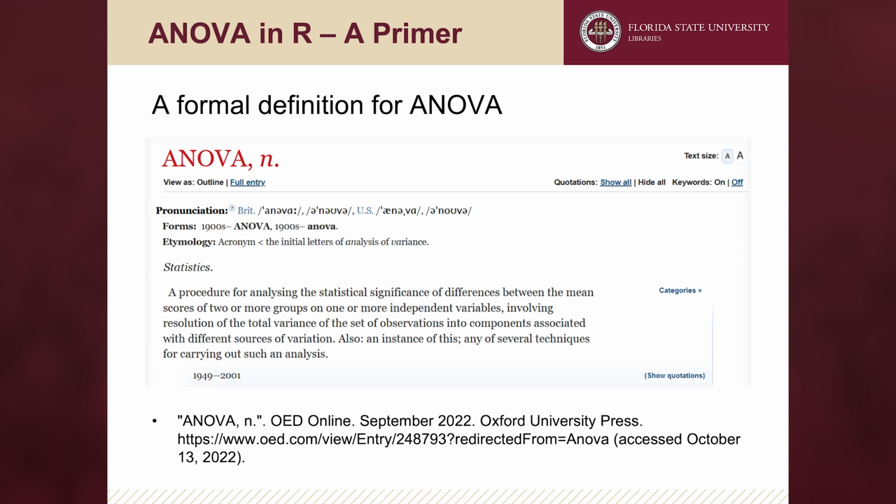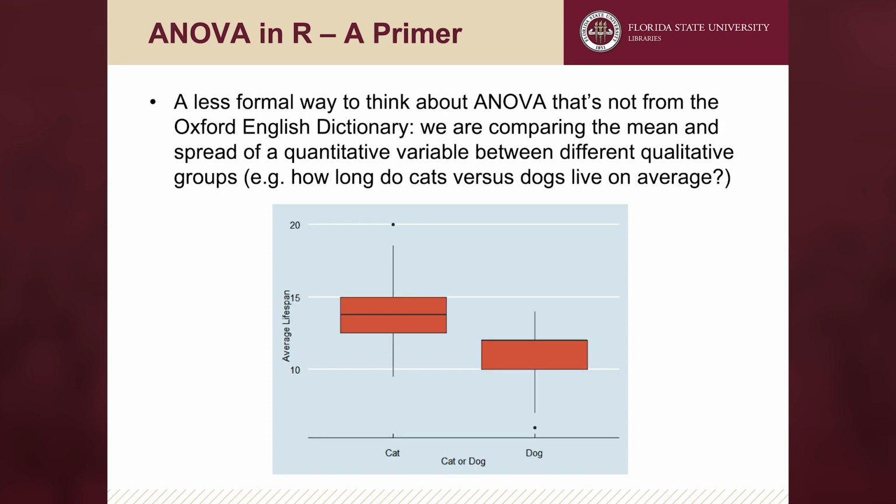All right, so now we're going to get into some data analysis. So we're going to start with ANOVAs. Here's, just in case you've been at a stats class for a while, a quick primer on ANOVAs with the Oxford Dictionary definition that you can read. And then go to the next slide. So a simpler way to understand that is that with ANOVA, we're just comparing the mean and spread of a quantitative variable between two or more categories. For example, this chart compares the average lifespan between dogs and cats.